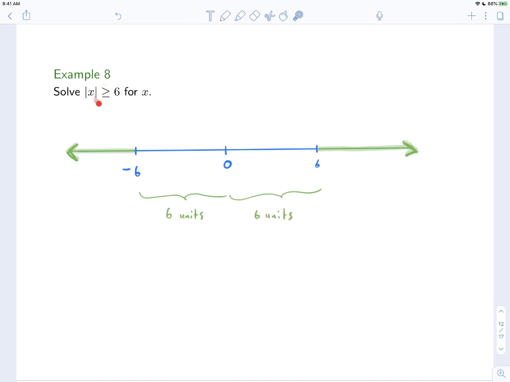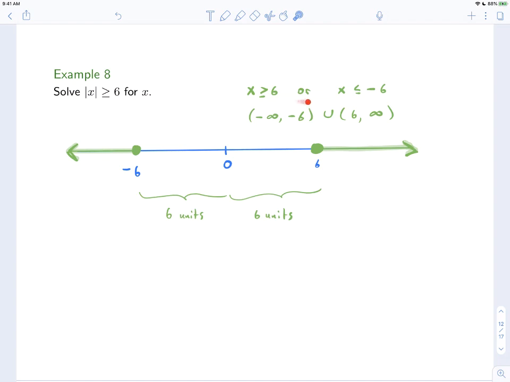Now notice that once again, we're looking at an inequality that's greater than or equal to. So that means we include the endpoints. That means we include those numbers that are exactly 6 units away from 0. So again, you indicate that using a circle which is filled in. So in this case, we're looking at x greater than or equal to 6, or x less than or equal to -6. So that's how you write it. In interval notation, this would be -infinity to -6, or 6 to infinity.